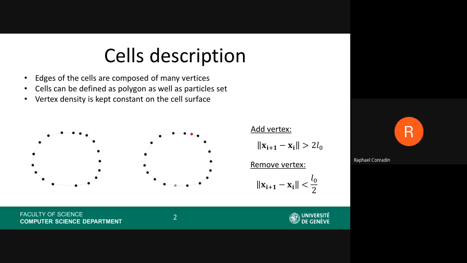As we want the cells to be able to grow, we have to choose a mechanism in order to allow the growth of the cell. In this model, we choose to have a constant vertex density on the cell surface. So when two vertices are too close, we have to remove one of them, like this red point there. And when two vertices are too far, I have to add a new vertex, like this blue one there.